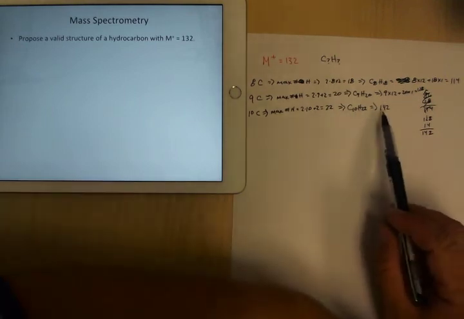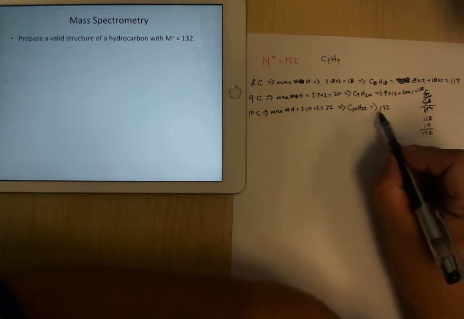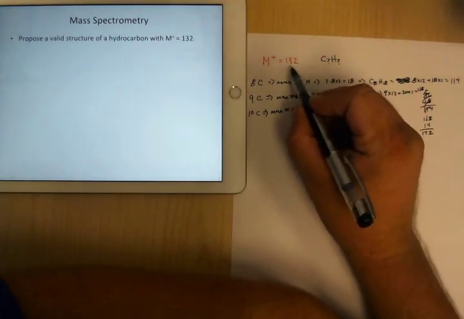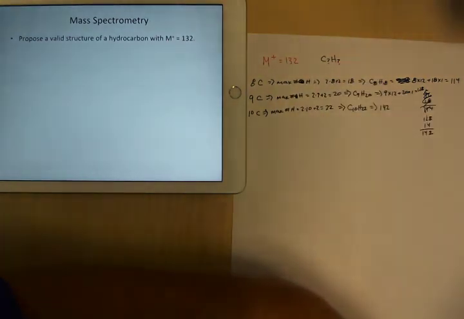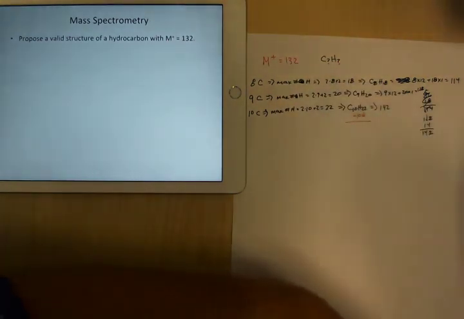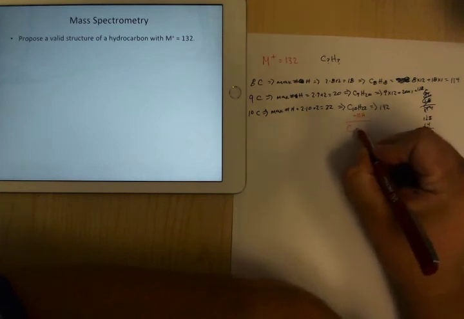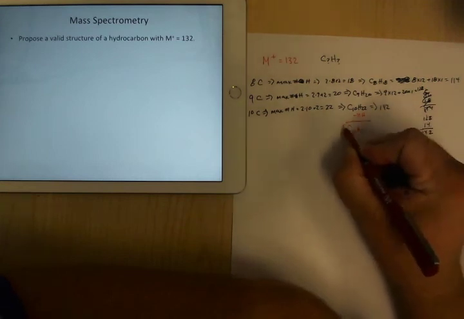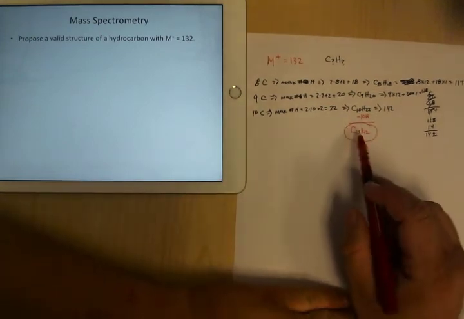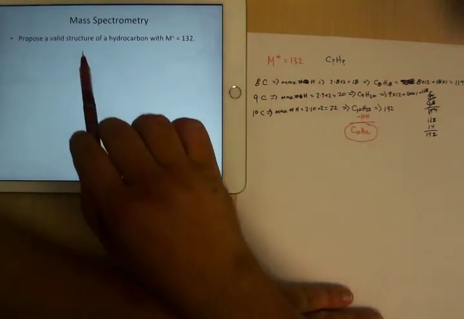What we really need is 132, so what's the easiest way to get there? Let's just subtract 10 hydrogens. That means our formula must be C10H12. That's our formula, but that's not what I asked you for. I asked you to propose a valid structure.